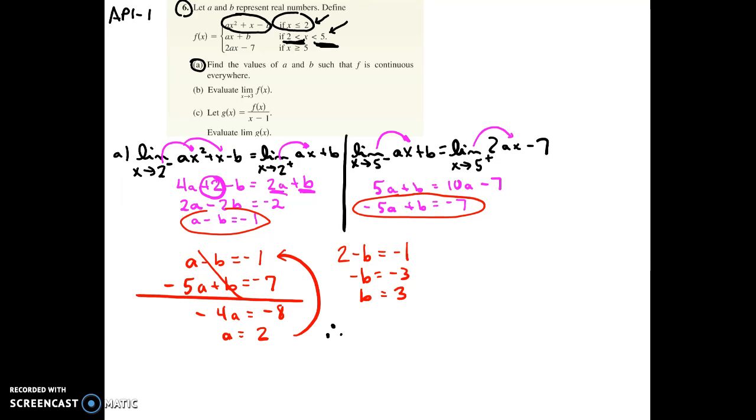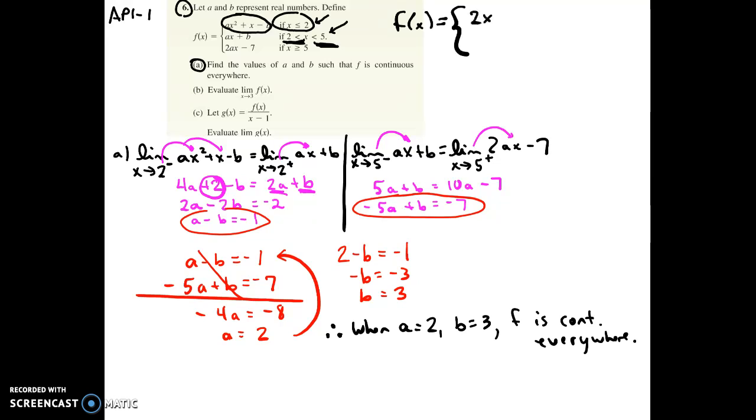Always write a conclusion. So, therefore, when a is equal to 2 and b is equal to 3, f is continuous everywhere. So, I'm going to write up here at the top what our new function is. f of x is equal to, remember a is 2, so this would be 2x squared plus x, and b was 3, so minus 3. That's when x is less than or equal to 2. This one is ax plus b, 2x plus 3, when x is between 2 and 5. And this is 2 times a, 2 times 2 is 4x minus 7, when x is greater than or equal to 5. So that's the function that's continuous everywhere, plugging the a and the b in.